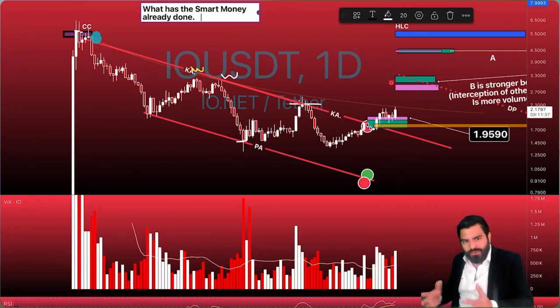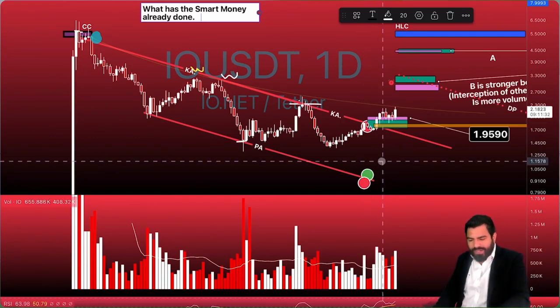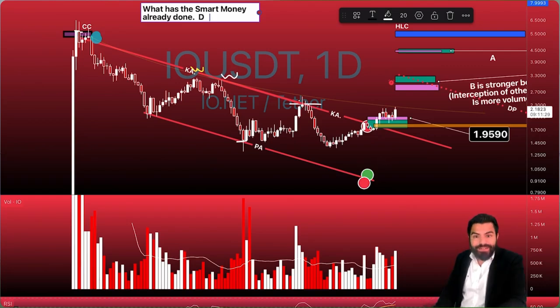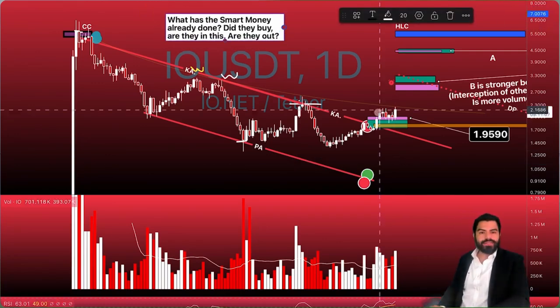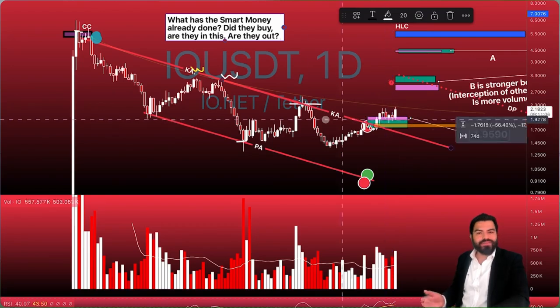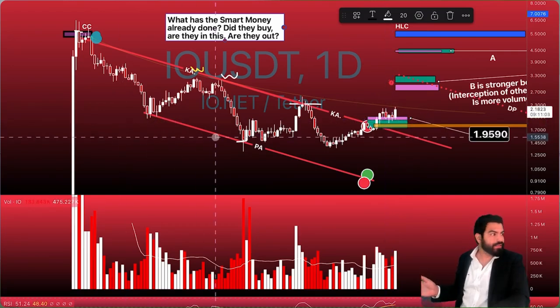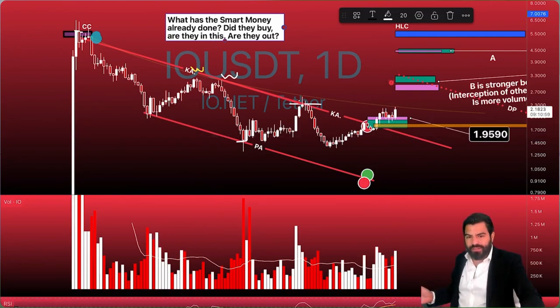But if I can isolate what the smart money already did, okay? What has the smart money already done? What did they already do? Did they buy? Are they in this? Are they out? This is the question that's more important than what's going on right now. Because I can look at this volume and say it looks great, but if the big players are not in this, then it's like when I was a youth pastor.